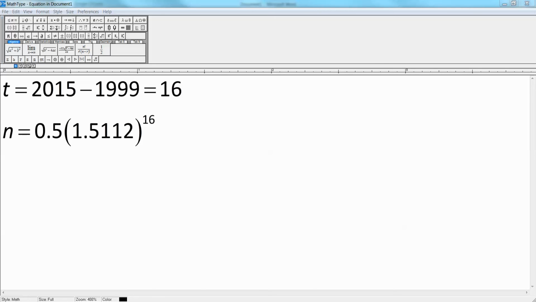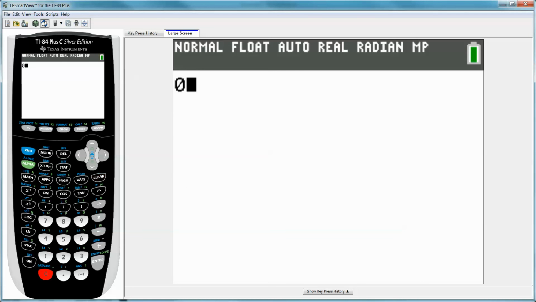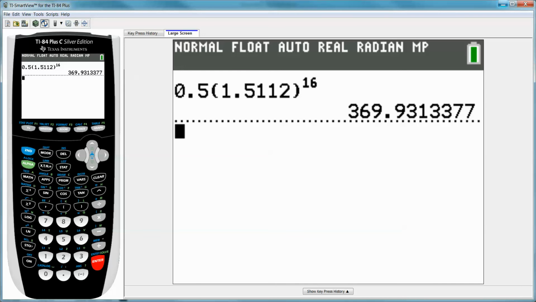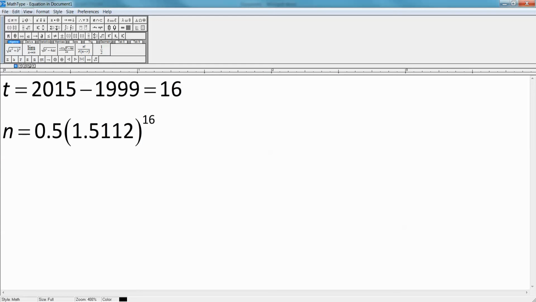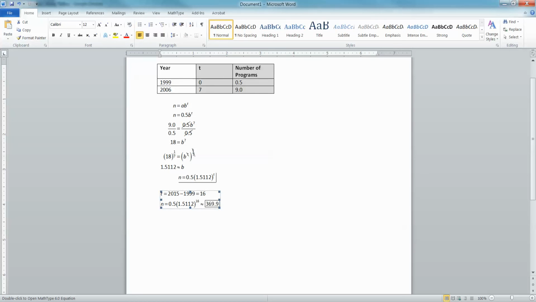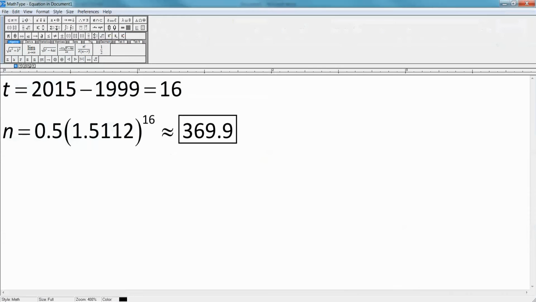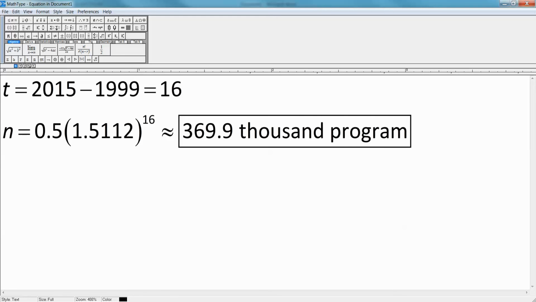So it was n equals 0.5 times 1.5112 to the 16. And I will find that with a calculator. All right, so clear. 0.5 parentheses 1.5112 close parentheses to the 16. You get 369.9. Okay, so let me put that in. Perfect. All right, so that's our answer. I don't know if they wanted units or not, but it'd be that many programs, right? It'd be 369. It's 1,000, right? Because our unit was in thousands. 1,000 programs. It's key logging programs.